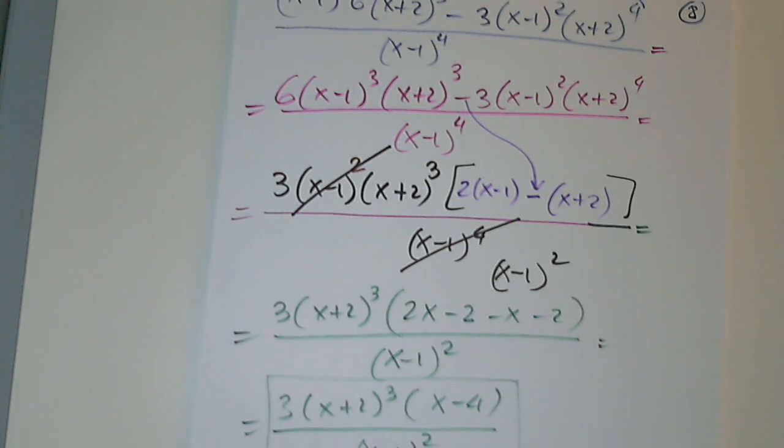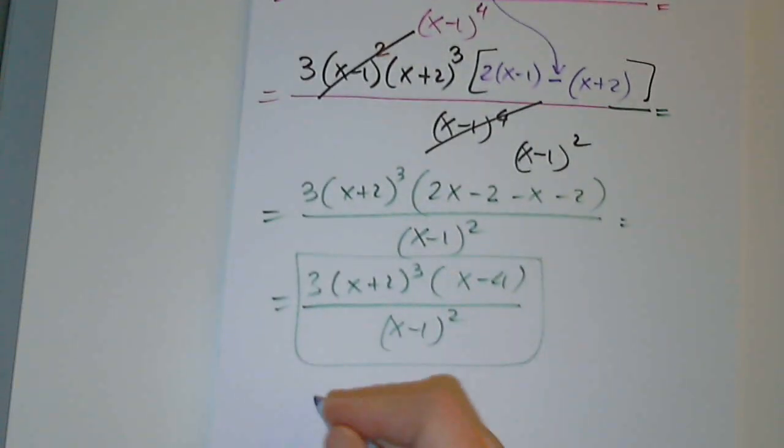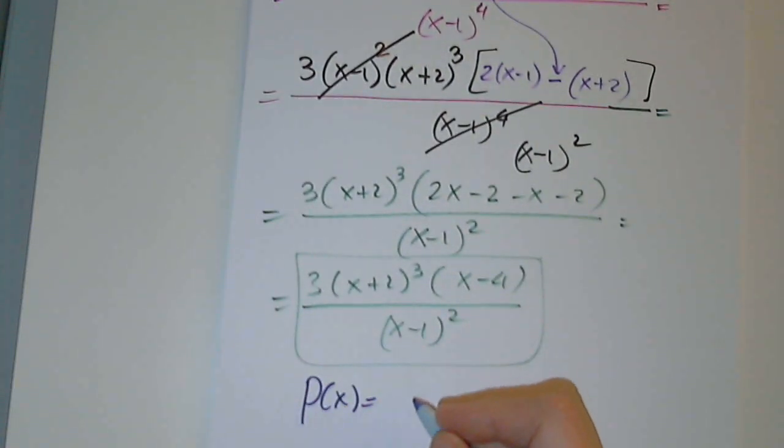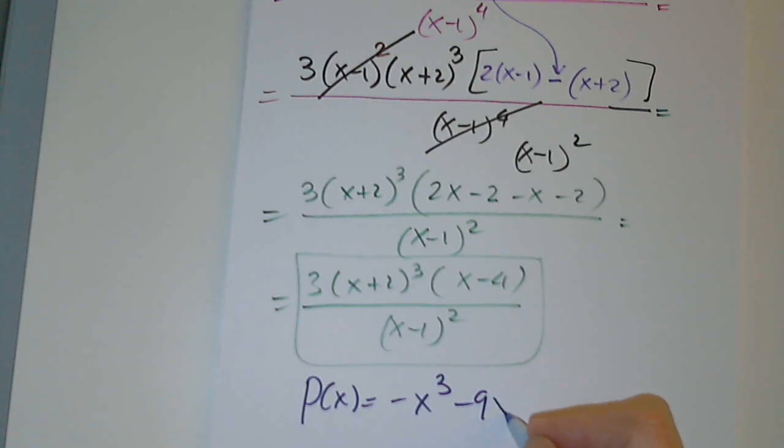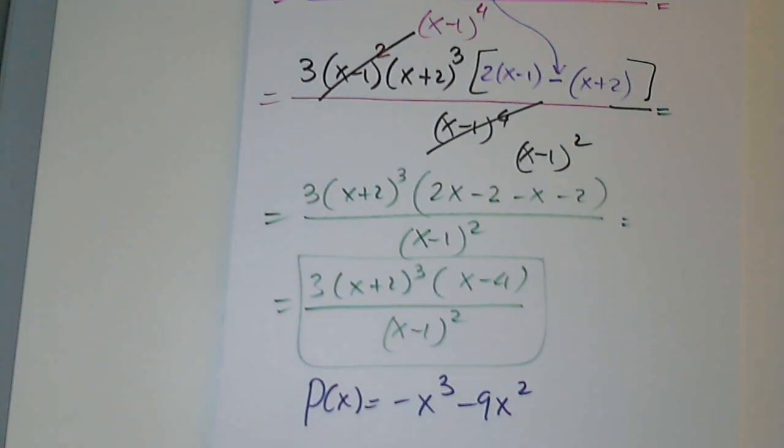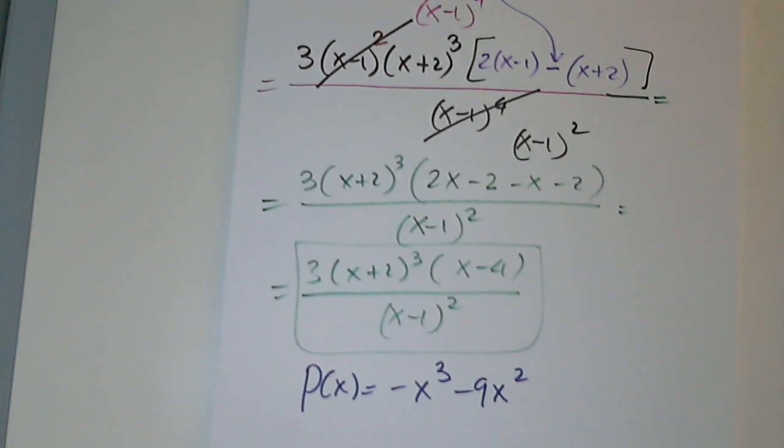Okay, the next one is a polynomial function, p of x, negative x cubed minus 9x squared. Now, the end behavior of this function will be kind of redundant because we're going to apply limits to it, but we'll talk about it. The zeros and the multiplicities are important. That's fine. This is all pre-calculus material.